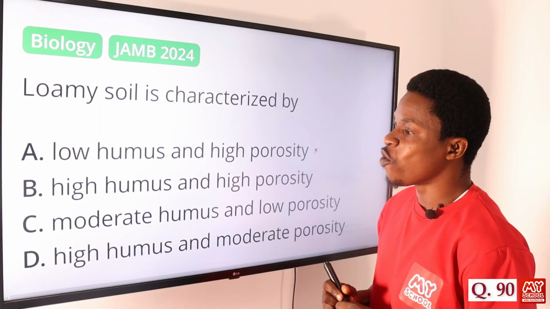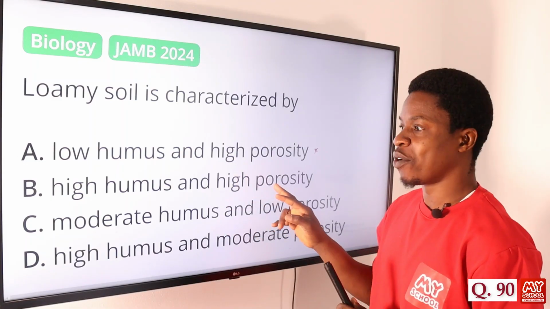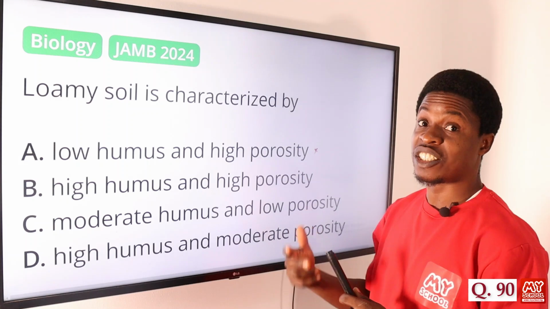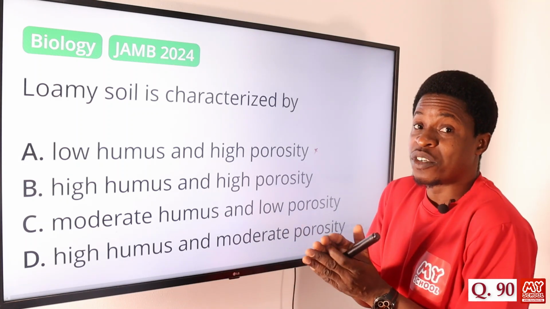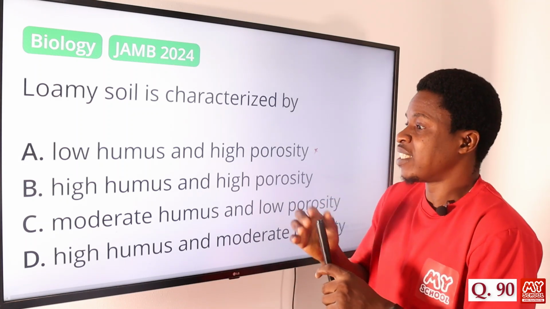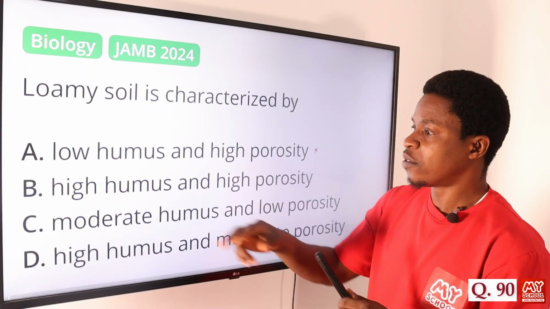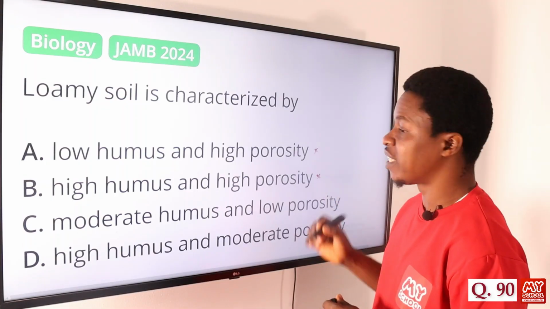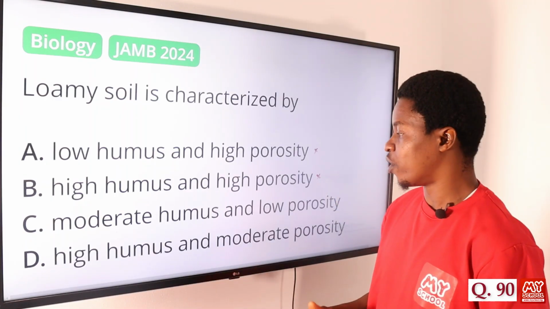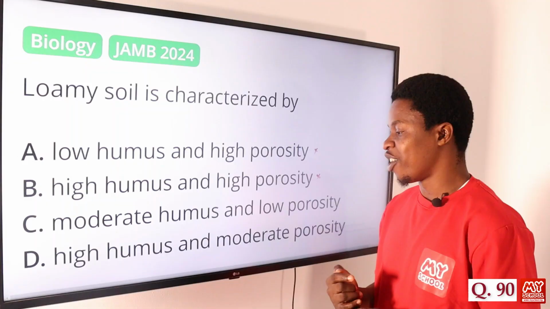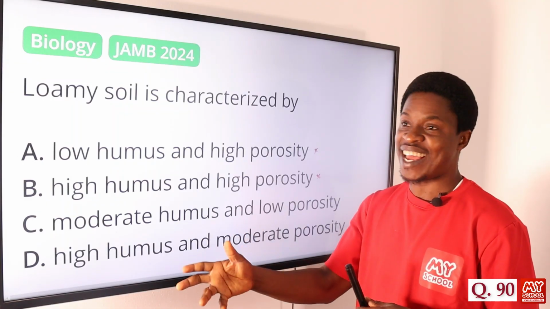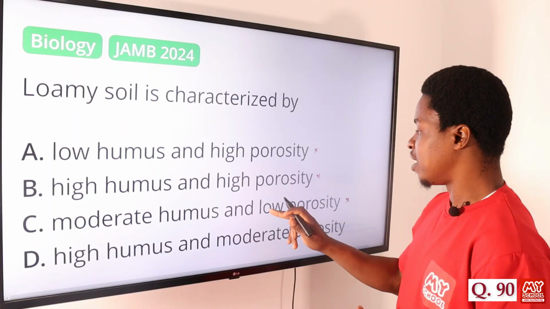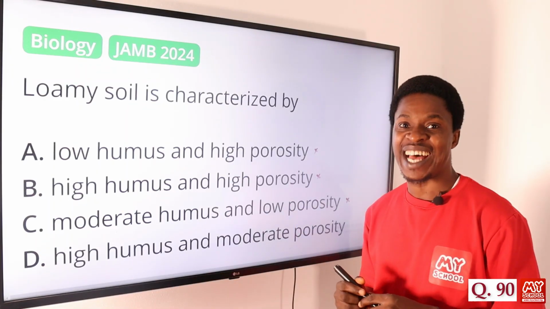Option B says high humus, yes, and high porosity. No, loamy soil is not highly porous, okay, because it is not sandy soil. It has high humus in it that can retain water. The water retention rate is high. So option B is also eliminated. Option C says moderate humus and low porosity. Of course, the humus is not moderate, it is so high. So we can eliminate this, because the porosity is also not low, it is moderate.